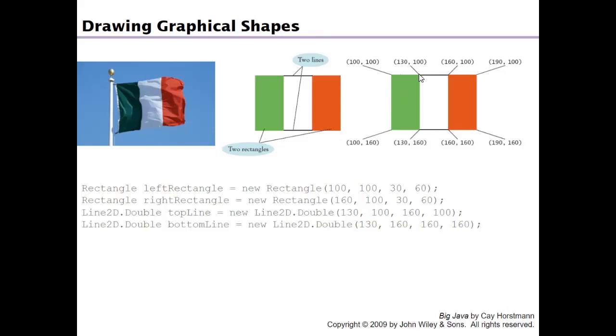Here is 30 pixels to the right. Here's 160, and then 190. So it looks like our color bands are 30 pixels wide. How tall are they? Well, here's the Y coordinate. Here's 100, and this is 160. So they look to be about 60 pixels high, because we have these coordinates, we can actually figure this out.